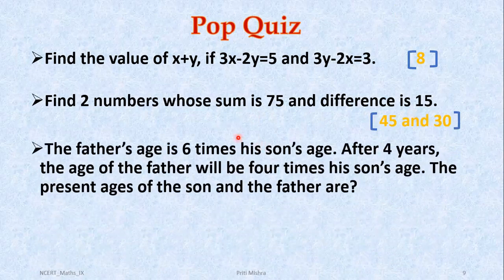Let's have another question. The father's age is 6 times his son's age. After 4 years, the age of the father will be 4 times his son's age. What are the present ages of the son and father? You have to find out. Just make two different equations related to this question, then solve those equations. So the answer will be 6 and 36.